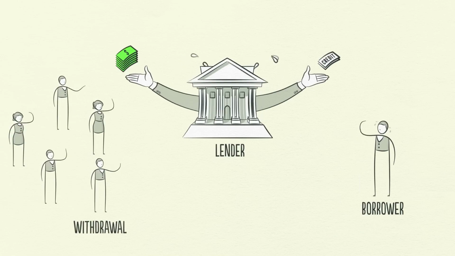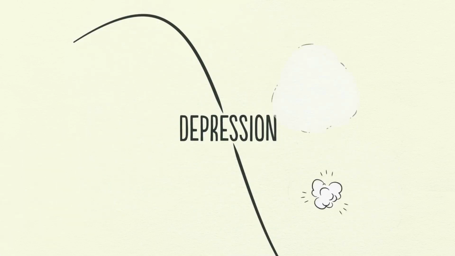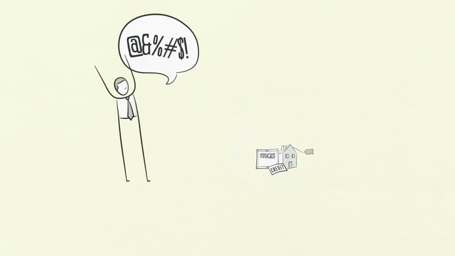Banks get squeezed, and people, businesses, and banks default on their debts. This severe economic contraction is a depression. A big part of a depression is people discovering much of what they thought was their wealth isn't really there.